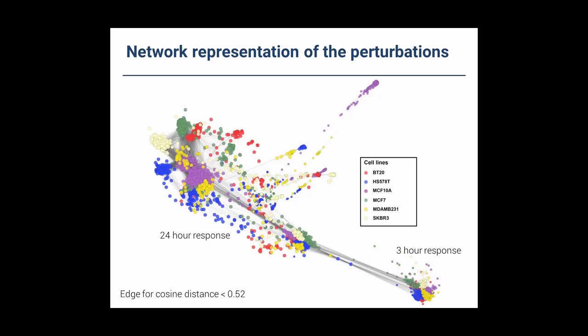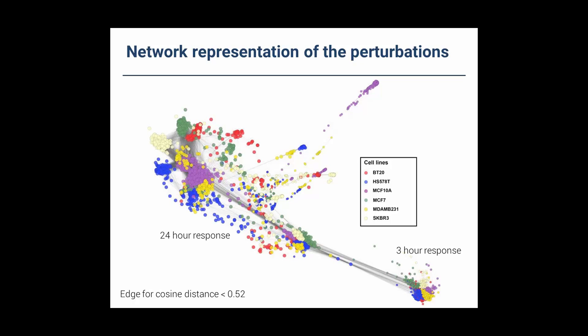And as you see here, there are different clusters. It's colored by cell line, and the size of the dots represents the different time points. On the lower right, you have many perturbations that are at 3 hours, small dots, and the cluster is composed of mixed cell lines, whereas the remainder of the data set is in different clusters, as you see here, that's the larger dots at 24 hours.